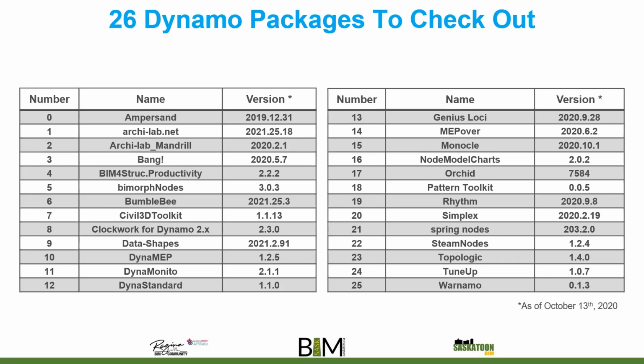And here are a bunch of other packages that are worth mentioning. Some of them are repeats. You'll also notice that we start with 0. You'll find that everything in Dynamo is 0 indexed, which means it starts at 0, not 1. So those are 27 packages that are definitely worth taking a look at.